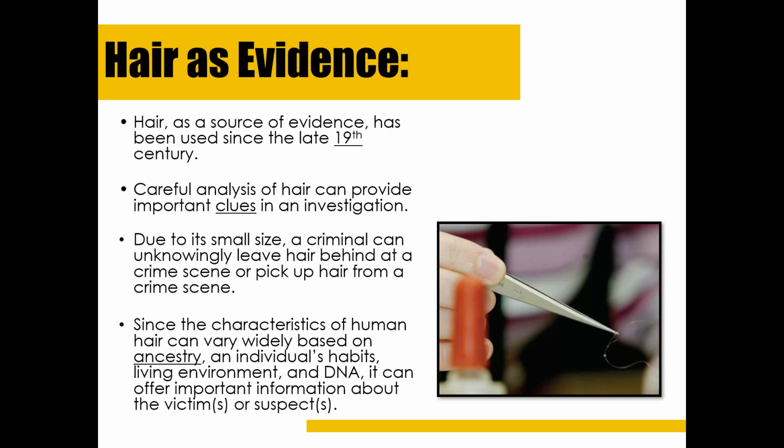And in the previous lesson, we learned that the average person sheds about 40 to 125 hairs per day. So that means that it is very likely if somebody is at a crime scene, they either left behind a hair or picked up a hair. Now, since the characteristics of human hair can vary widely based on ancestry, an individual's habits, their living environment, and DNA, it can offer important information about a victim or victims and even a suspect.